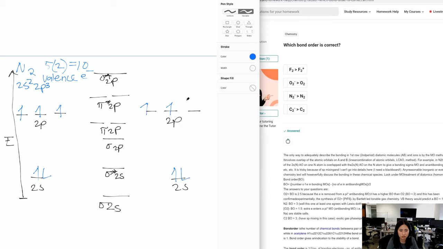Same thing for this side. Oh, and by the way, this is your atomic orbital, and this is your atomic orbital. On the other hand, you have your molecular orbital, which is in the middle. So it's the same thing. So 10 valence electrons. So here we go.